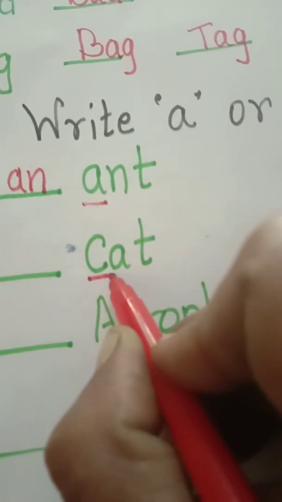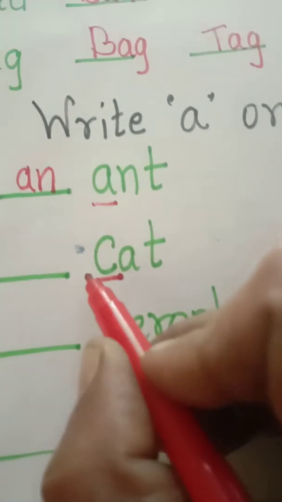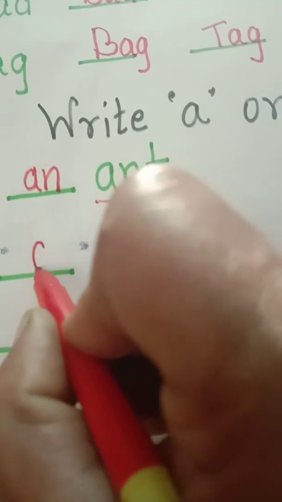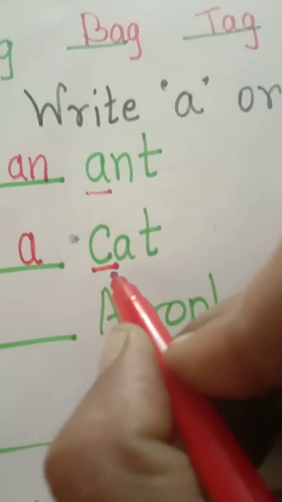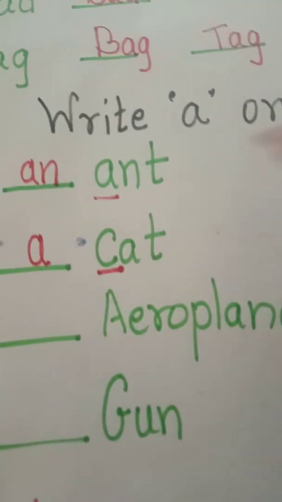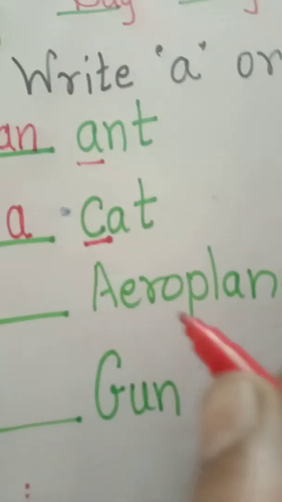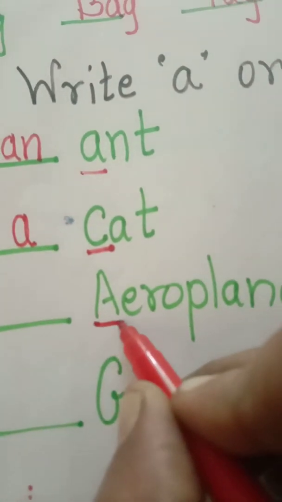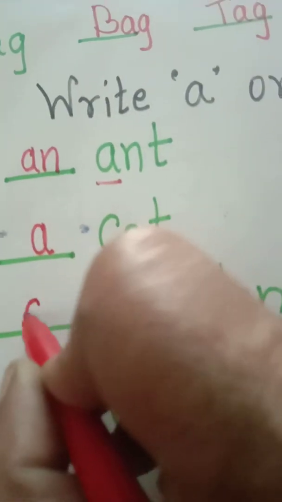Now C is a consonant. So always remember you have to write a, only a single a, in front of the consonant. So it becomes a cat. Aeroplane. A is a vowel. So you have to write an aeroplane.